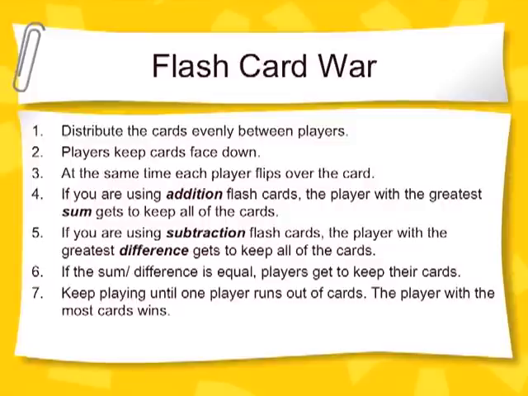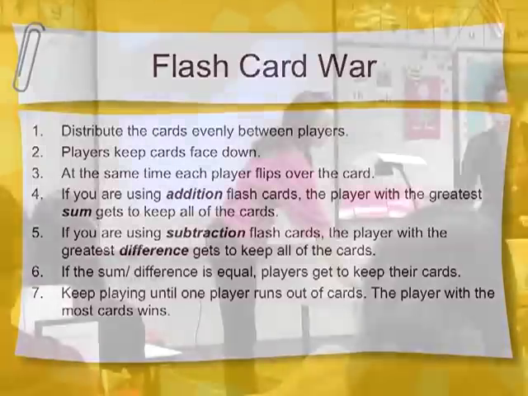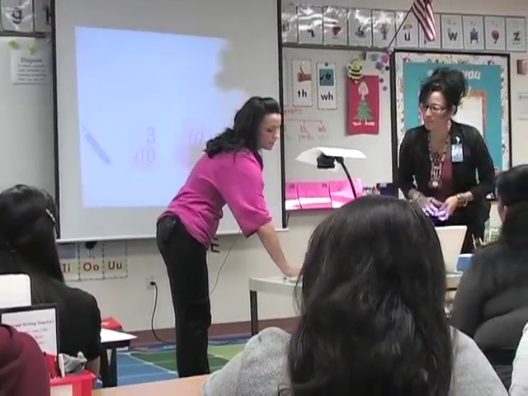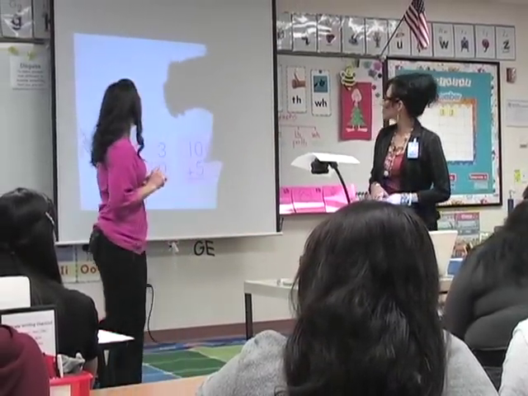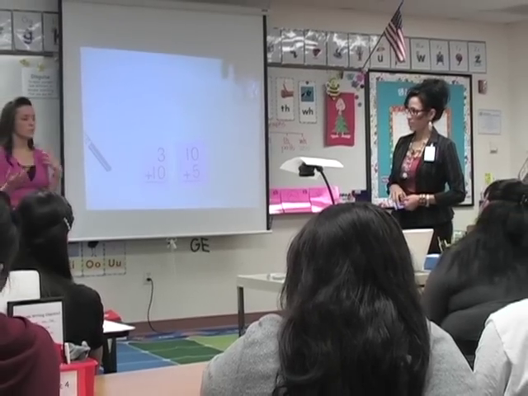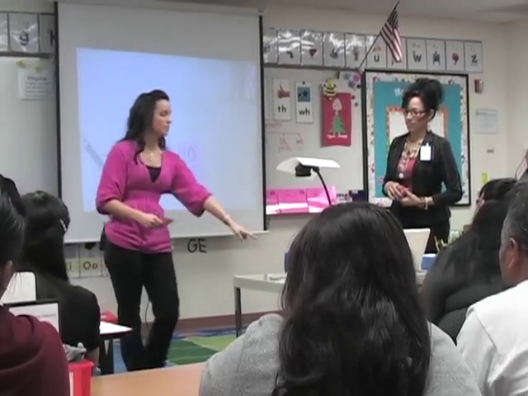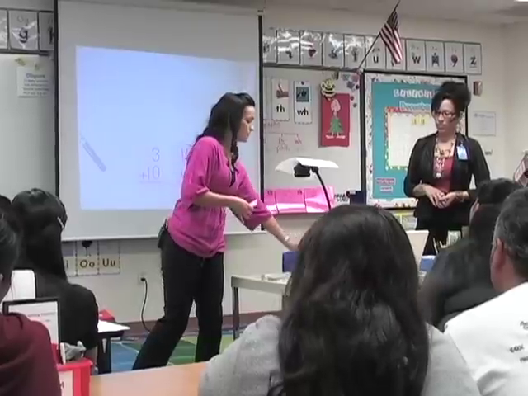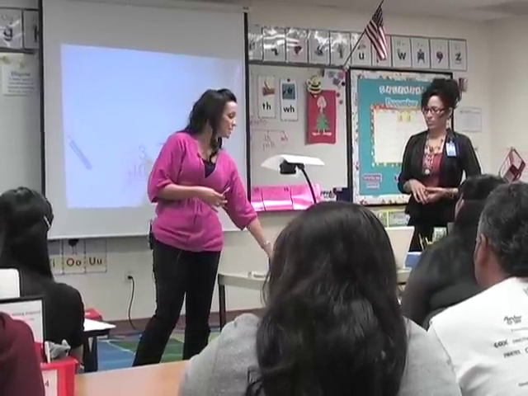The players keep their cards face down. At the same time, we each flip over a card. So mine is 10 plus 5. Yadira has 3 plus 10. So I would figure out my problem, 10 plus 5. The sum is 15. Again, I'm using that language that we use here in the classroom. We're answering in complete sentences. Yadira would say 3 plus 10, the sum is 13.